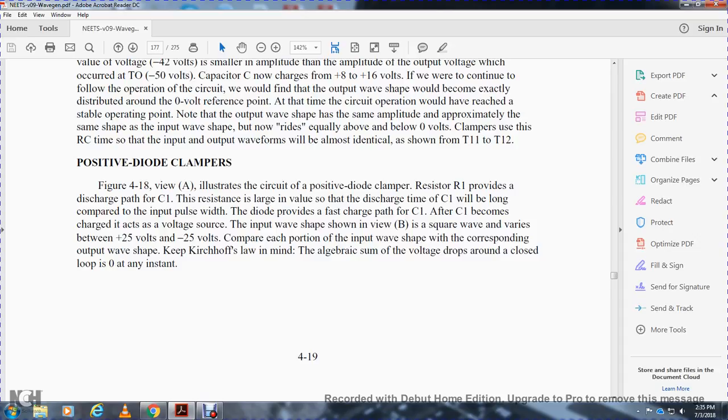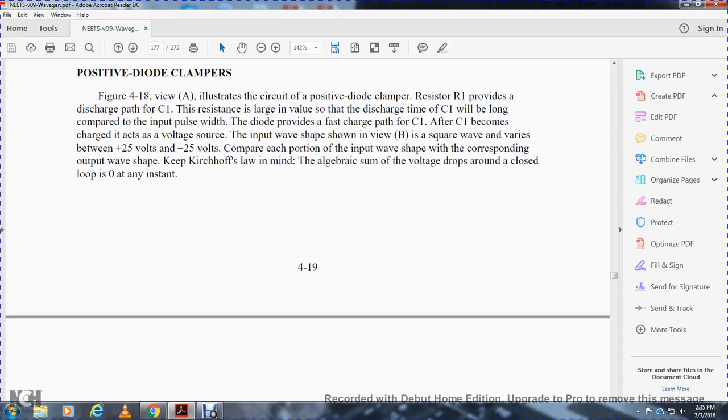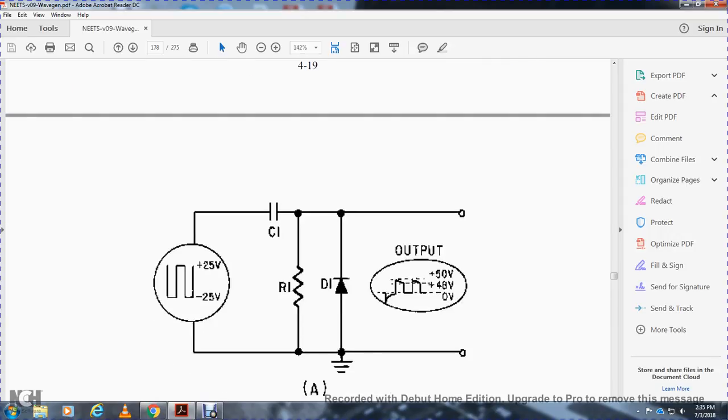After capacitor 1 becomes charged, the axis voltage source is the input wave shape shown in view B. It is a square wave that varies between 25 volts and negative 25 volts. Compare each portion of the input wave shape with the corresponding output wave shape, keeping Kirchhoff's law in mind: the algebraic sum of the voltage drops around a closed loop is zero at any instant.